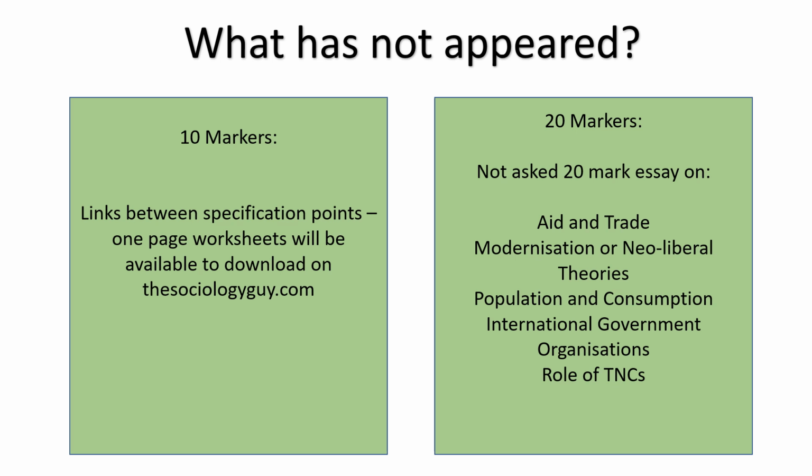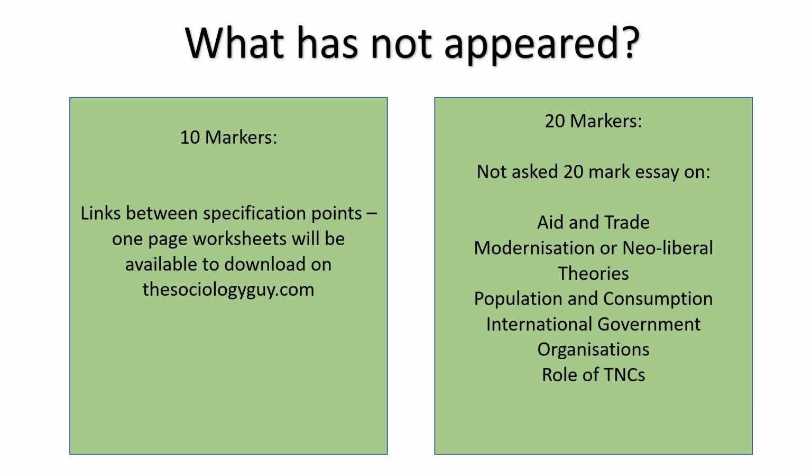They've not asked any 20 mark questions on aid and trade, which I think is a really big and important part of it. So that is one of the essays I'm going to look at. They've not asked a specific 20 marker on modernization or neoliberal theories, two of the big theories in there. They've asked one on dependency. We could argue that the poor will always remain poor is essentially a theory question, and I think those questions are a little bit more straightforward. You could quite easily do modernization or neoliberal theories.